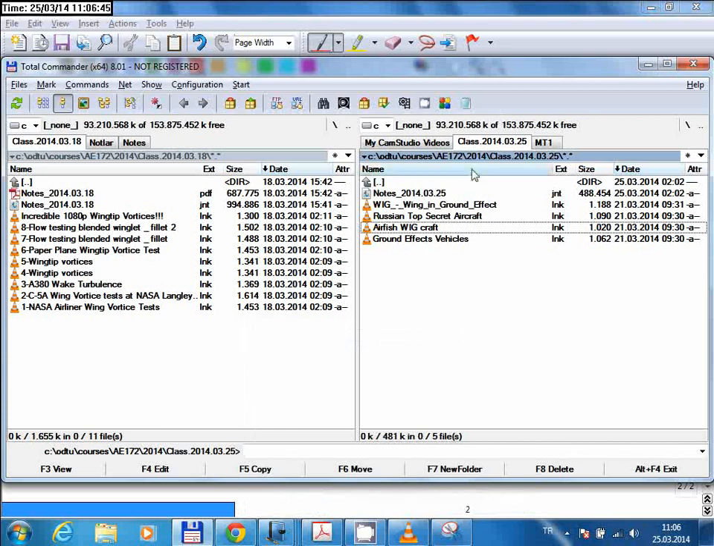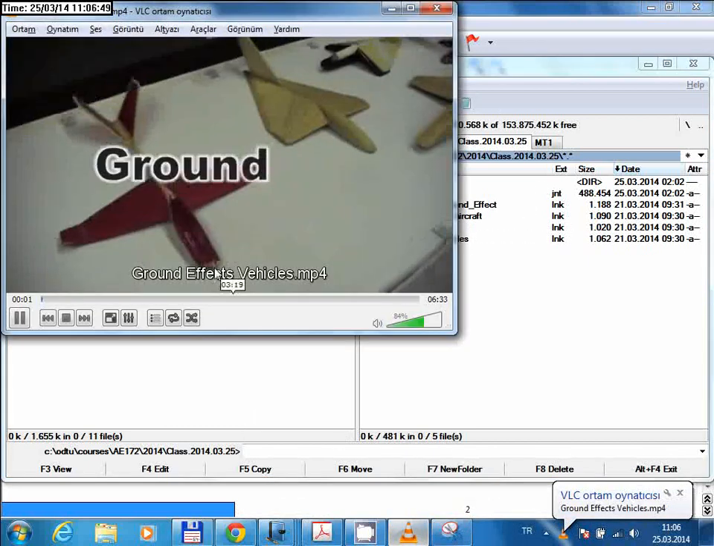So again, in this video they share some numbers claiming how efficient it is. With a very small power, you can travel at large speed and by consuming very little fuel. Okay, and I have one last video regarding these ground effect vehicles, and this is about small models.